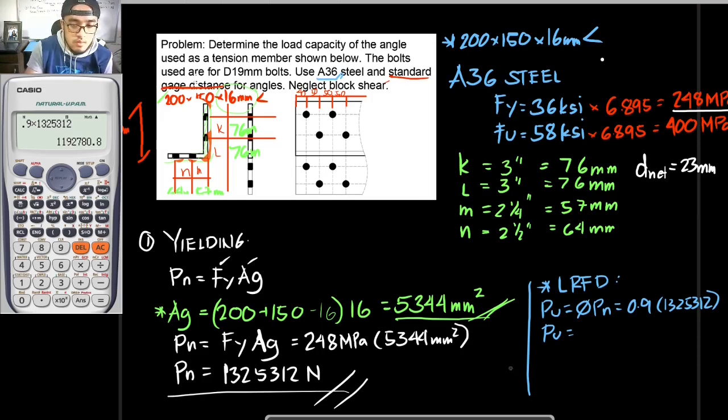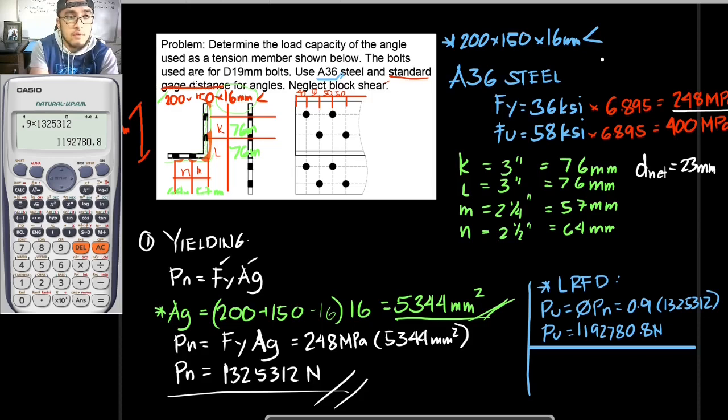1,192,780.8 newtons. So if you are to convert this into kilonewtons, divide nyo lang na 1,000, tapos ayun na yun. But for this time, this is to be my answer. Oops, tabi niya, ang pangit ng linya ko. Okay, so this is to be my answer.